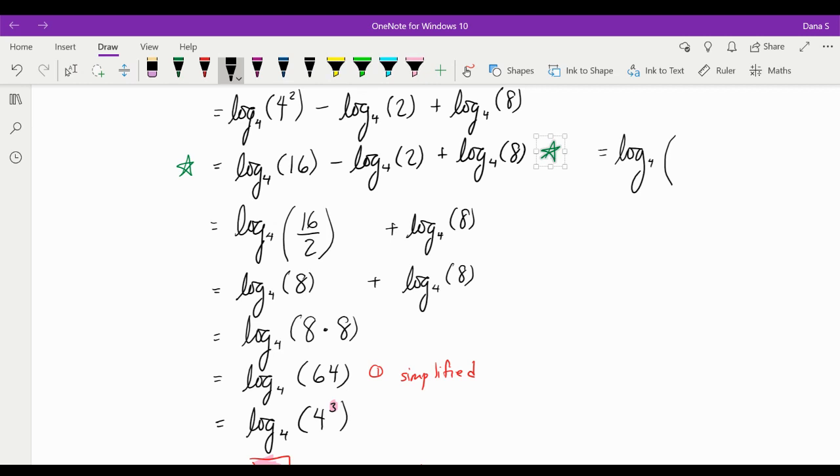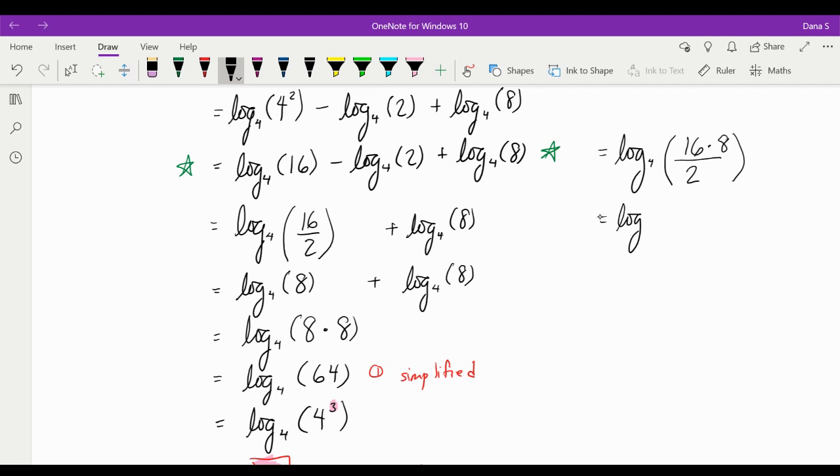So the first logarithm is positive, so we're going to put 16 in the numerator. The next one has subtraction of log base 4 of 2. So that means 2 would go in the denominator. The last logarithm has addition, plus log base 4 of 8. So that component will go in the numerator.